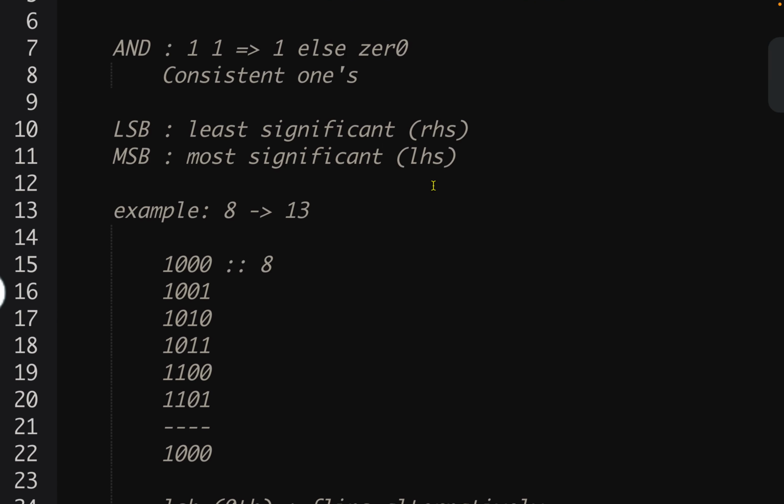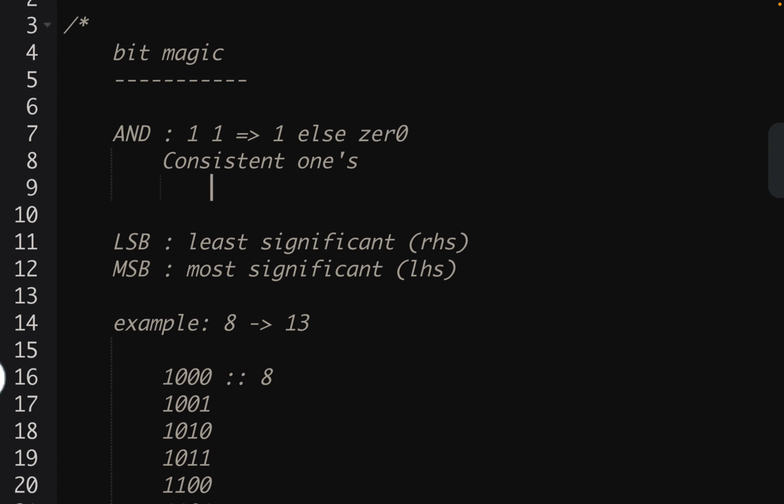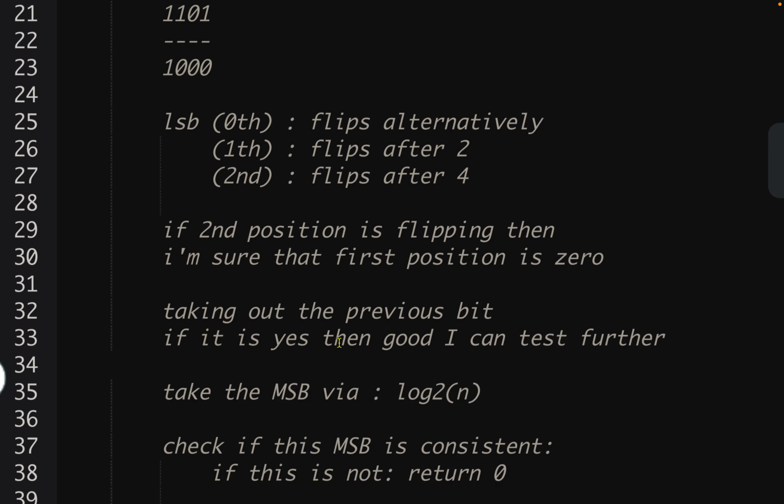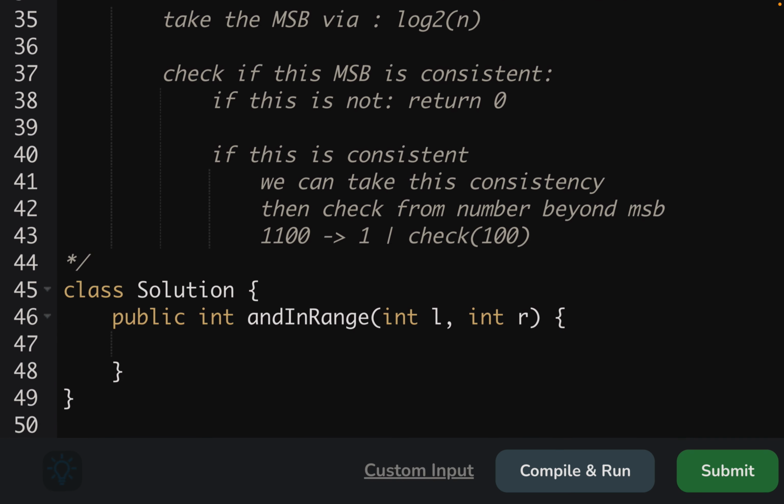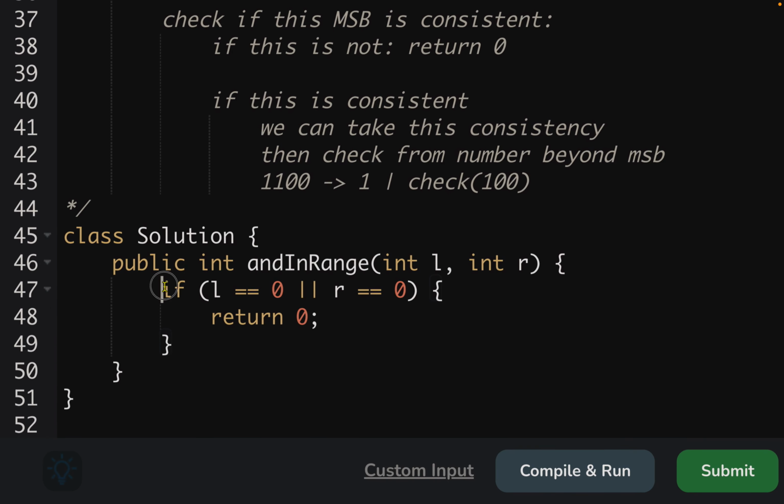One more thing which I didn't mention, but it's obviously clear: any number ANDed with 0 is 0. This is pretty much sure, and I guess everyone knows this by now. It comes under basic electronics as well, so not a big deal. Which means if L is 0 or R is 0, then the AND would be 0, return 0. This is the basic thing.